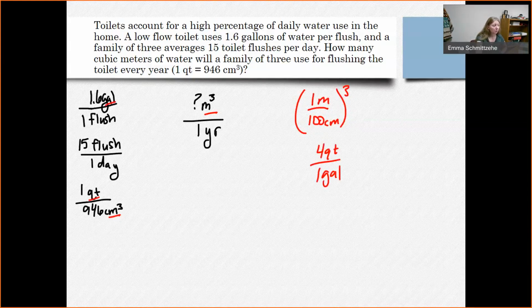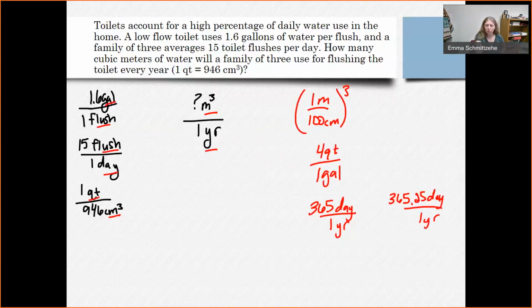Okay, and so that would be useful. That would link those two ratios. And then flushes can directly relate to this other ratio. And then we have days, and I need to tie days to years. So you could say there's 365 days in 1 year. Or if you want to get really technical, you could say there's 365.25 days in a year if you consider leap years. I'll just leave it as 365 days per year, okay?